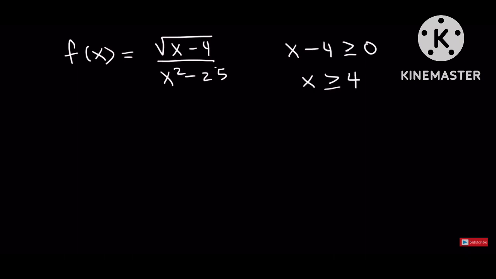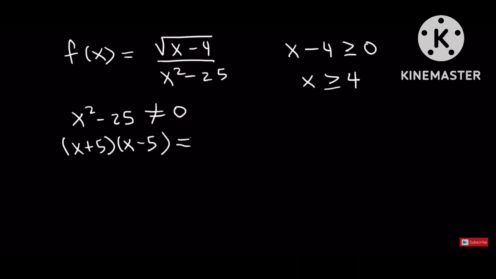Now we know that in the denominator we can't have a 0. So we're going to set it not equal to 0. Now we could factor it. So this is going to be x plus 5 times x minus 5 using the difference of squares method. So x cannot equal -5 and it can't equal 5.